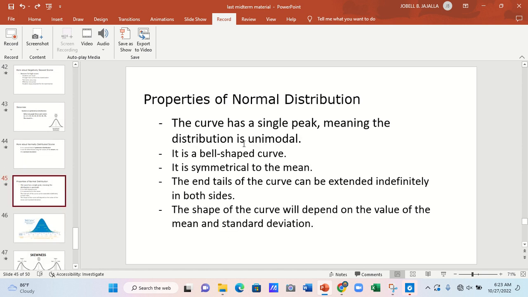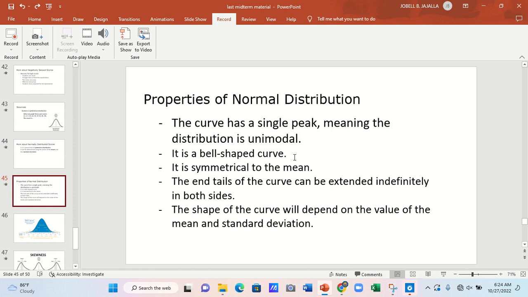So please familiarize lang. The curve has a single peak, meaning the distribution is unimodal. Pasabot ana, isa lang kabuok ang mode diri sa normal distribution. And it is also a bell-shaped curve. So kung mangutana ang item, unsa ang tawag anang bell-shaped curve na graph? That is what we call normal distribution.